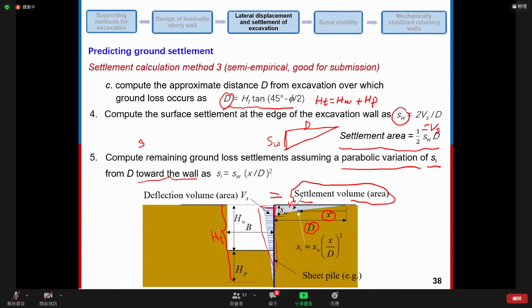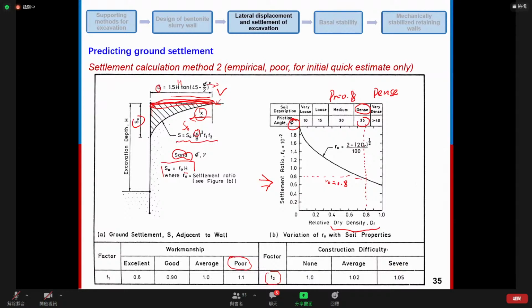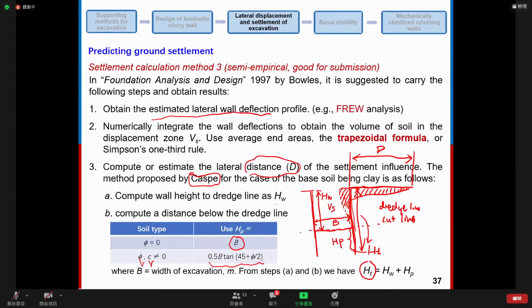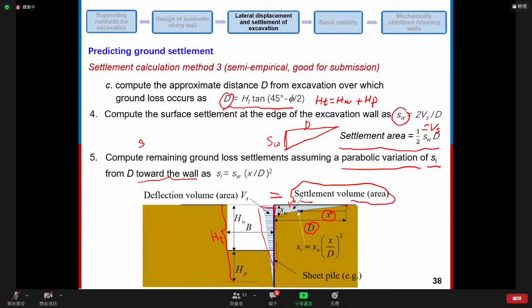So the 0 point of X is the same for the second method. So the 0 point of X is here. It's different from the first method, in which the 0 point is at the edge of the excavation. Okay. So here is the equation to calculate the settlement, the ground settlement from the edge of the excavation to this point where there's no settlement. Okay.